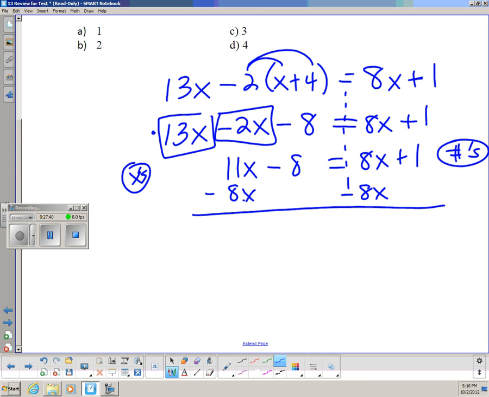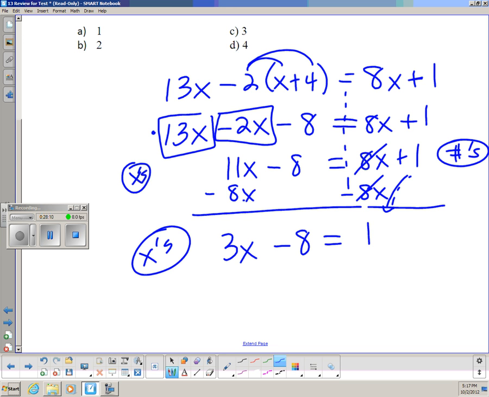That's the whole idea. You want to get all the x's to one side, all the numbers to the other. So the 8x's add up to 0. They're additive inverses. 11x minus 8x is 3x. 3x minus 8 equals, well, what's left over on the right-hand side? Just the 1. Okay, I have x's and numbers on the left, but I just want x's.